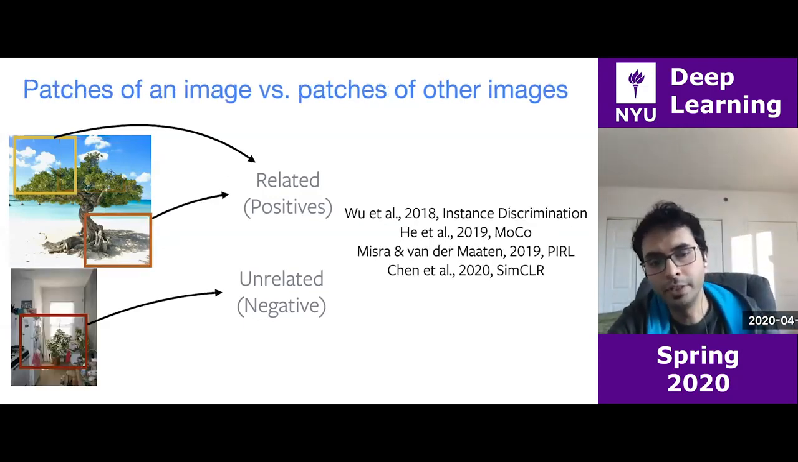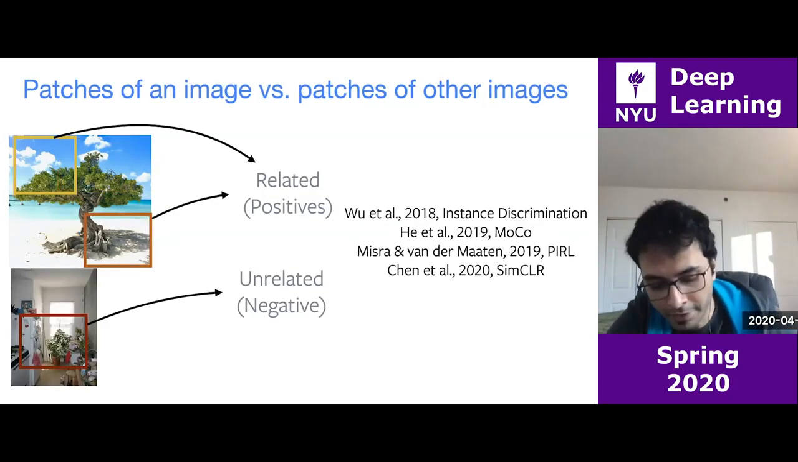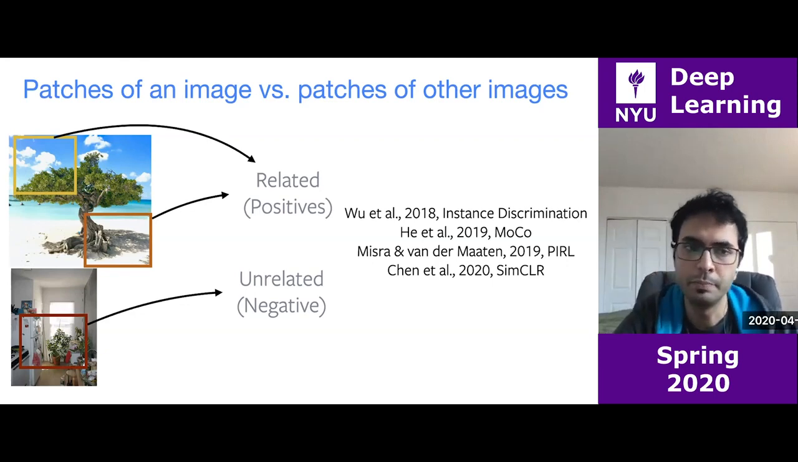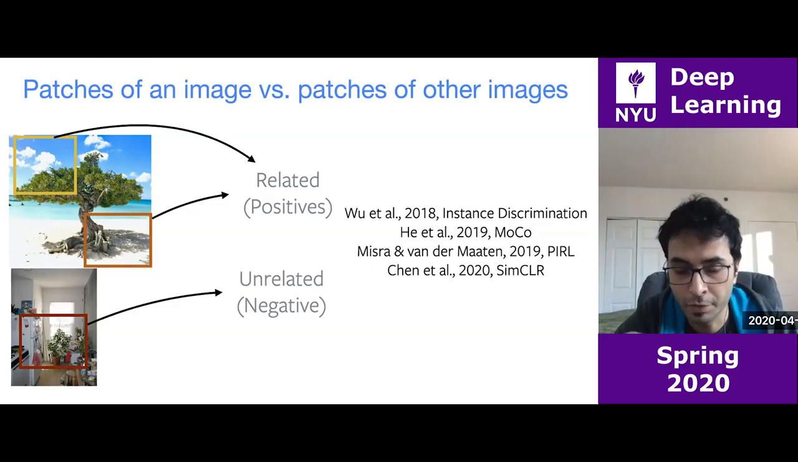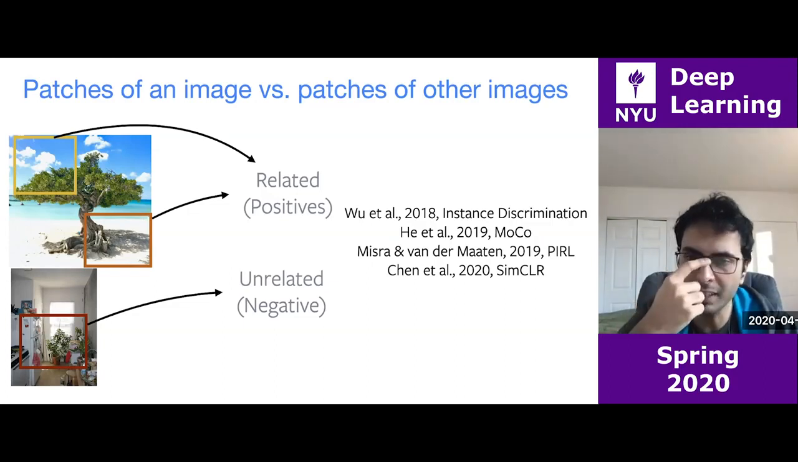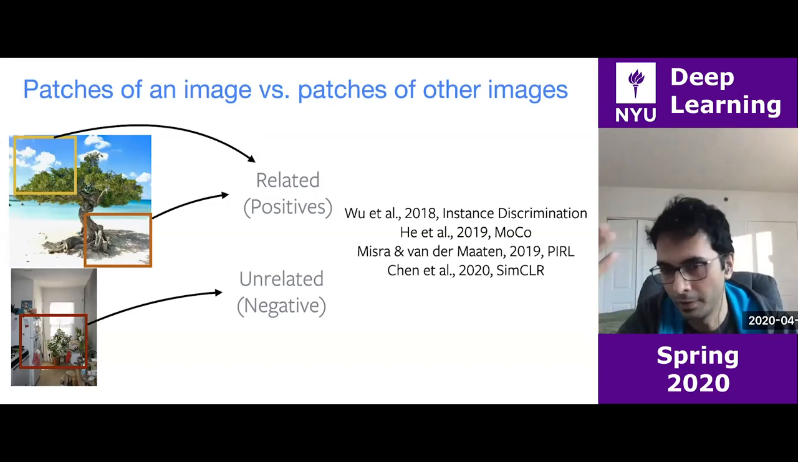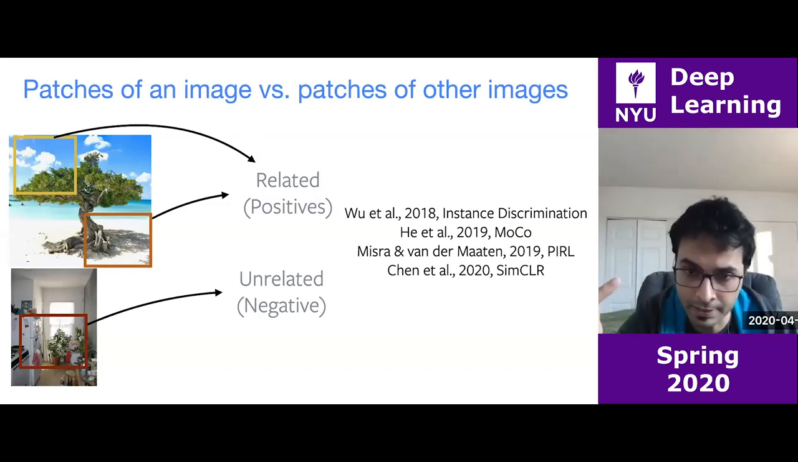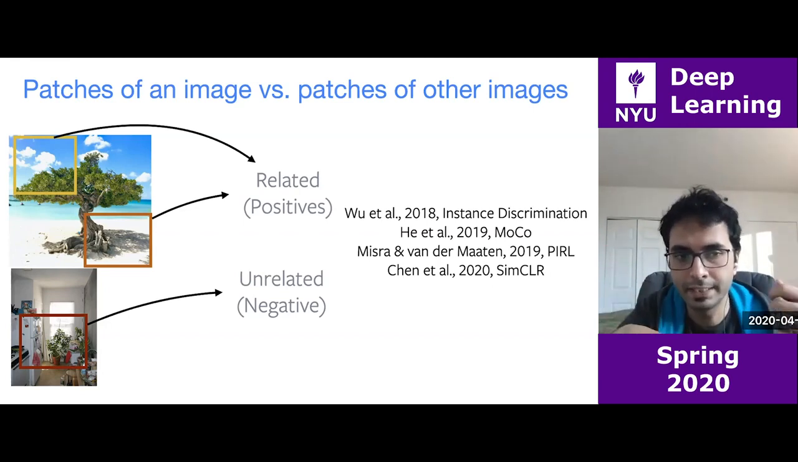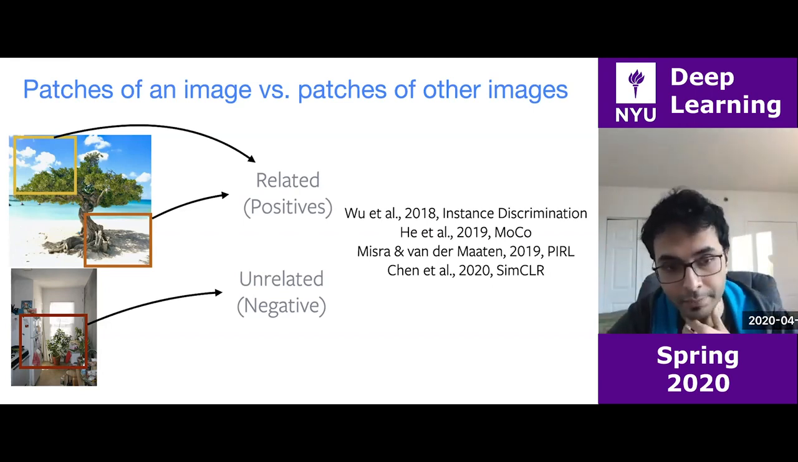The more popular, performant way of doing this is to look at patches coming from an image and contrast them with patches coming from a different image. This forms the basis of a lot of popular methods like instance discrimination, MoCo, PIRL, SimCLR. The idea is basically what's shown in the image.